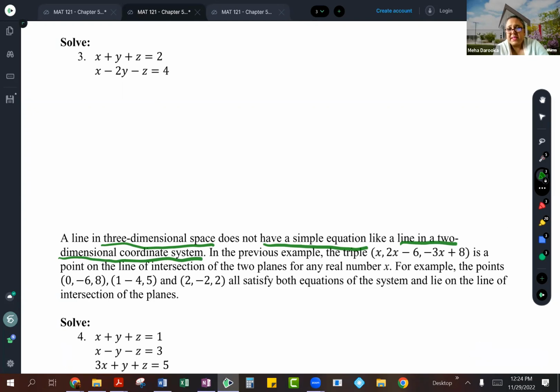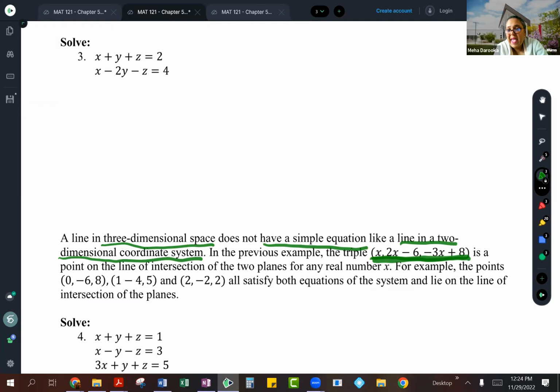It wouldn't be as simple as that when you're looking at a 3D space. So in this example, your answer comes out looking like this. You're not going to have a simple (2, -3, 5) as your answer in this case, because you have infinitely many solutions. So you are going to end up with your answer in a more generic form where you will have at least one variable as part of your answer. You can either have the x, the y, or the z variable as part of your answer.